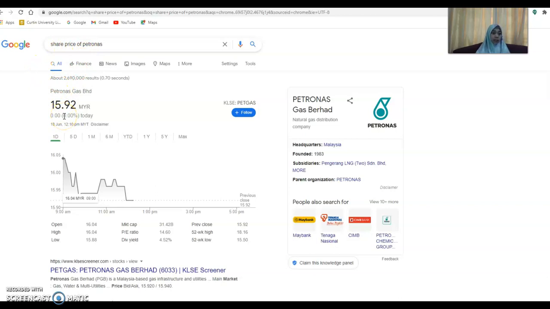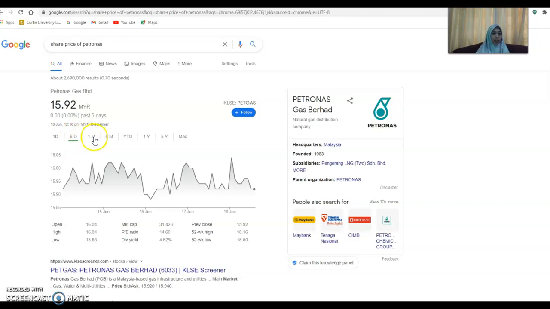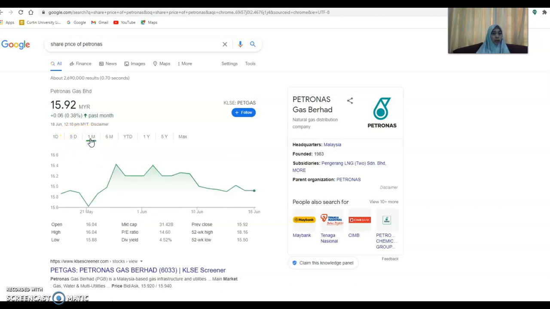Although this is not real time, because I just Googled it, it basically gives you some idea of what the share price is now. So it's about 15 ringgit and 92 cent. So over a day, what happens to the share price? And then you can look at over 5 days, over a week, what happens to the share price? Over 1 month, what happens to the share price? Does it show an upward trend or a downward trend?